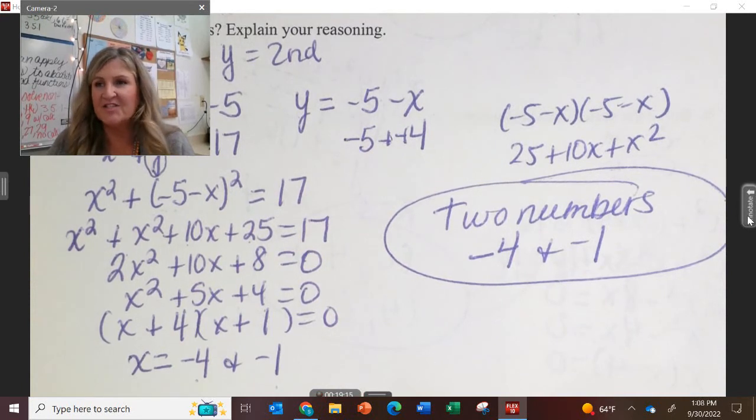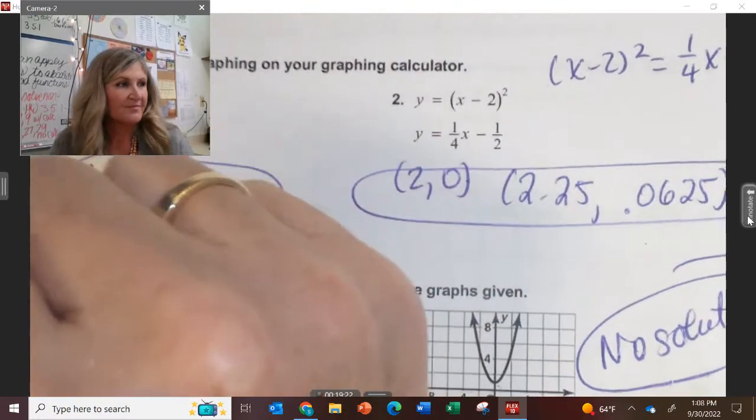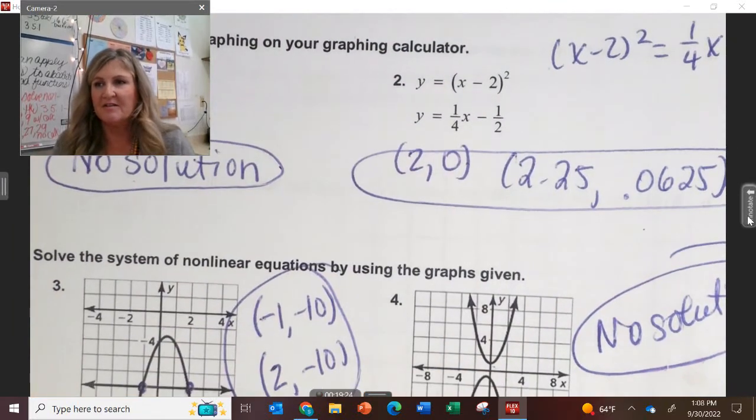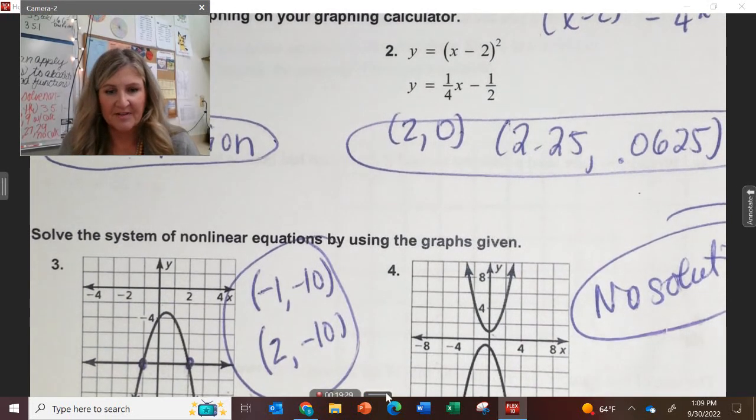Okay? Any questions? All right, so what are the methods we can use then to solve these? We can use what? Substitution, elimination, or graphing. Very good. All right.